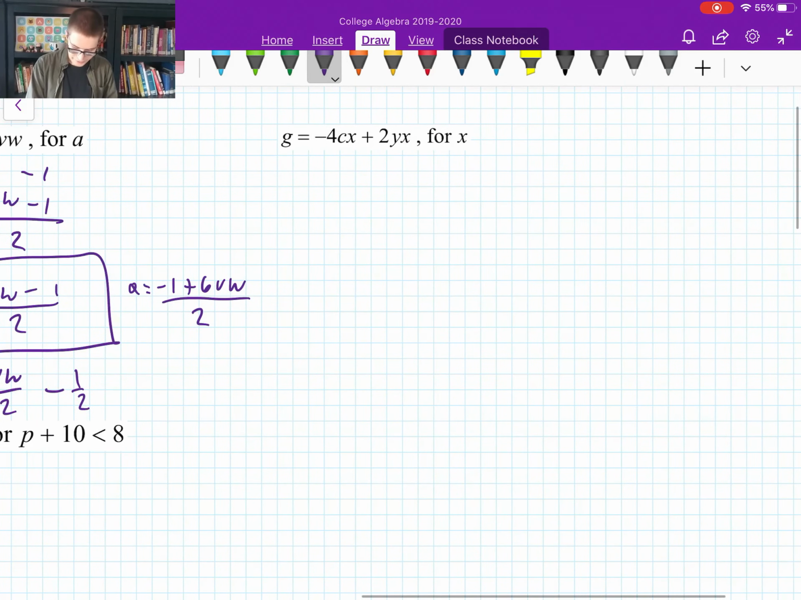Step 2 is get all the x's to one side of the equation. Okay, all the x's, there's 2 x's this time, but both of them are on one side of the equation. So we can skip step 2. They are both on the same side of the equation. So we'll go to step 3.